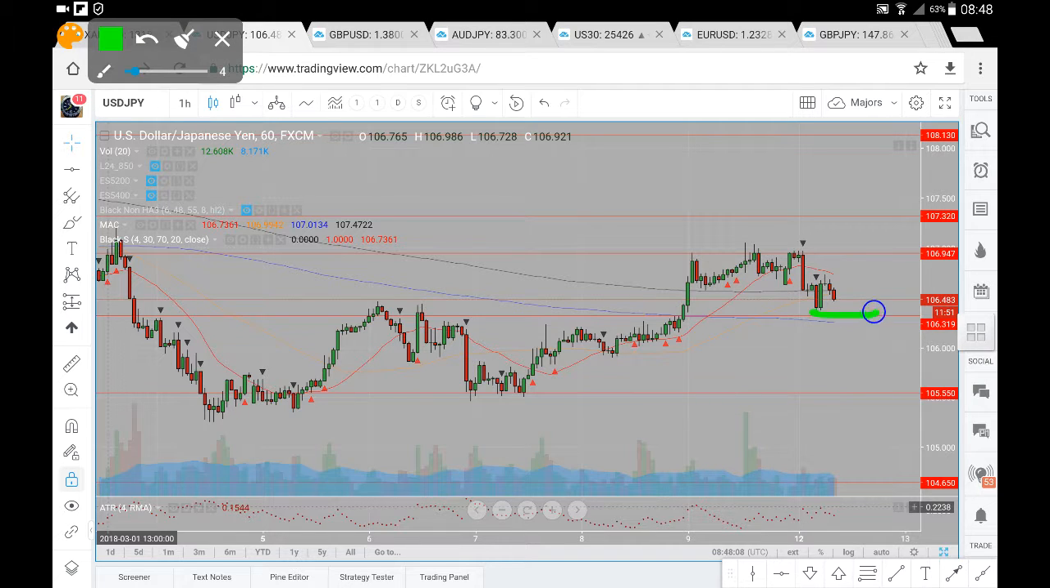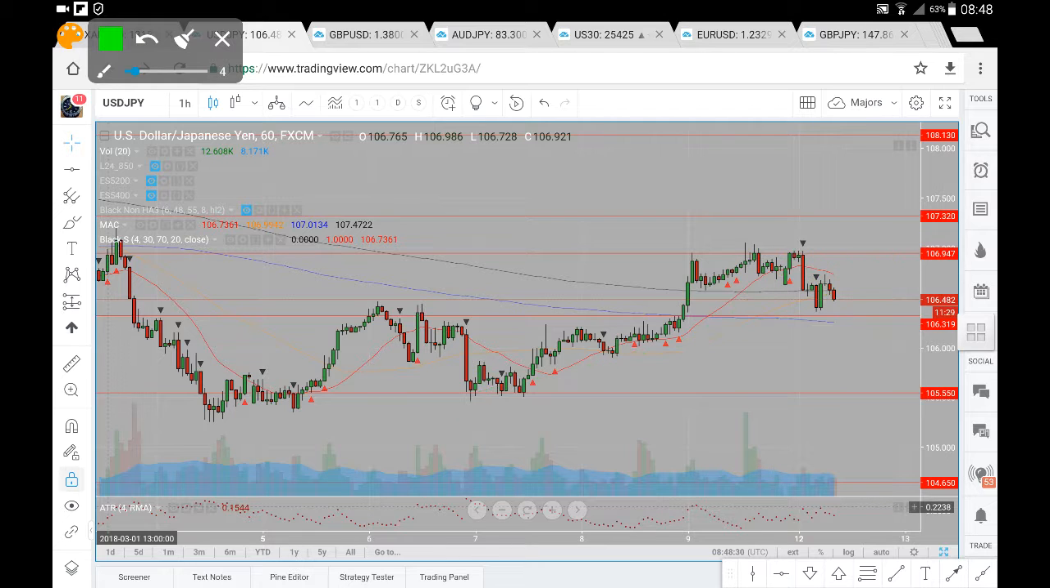If, however, we do find support at 106.32, we are looking for price to head towards our 106.94, where we have found resistance on quite a few occasions over the most recent past. And if we are able to break to the upside from the 106.94, we are looking for possibly a continuation of this move upwards, despite the pullback.